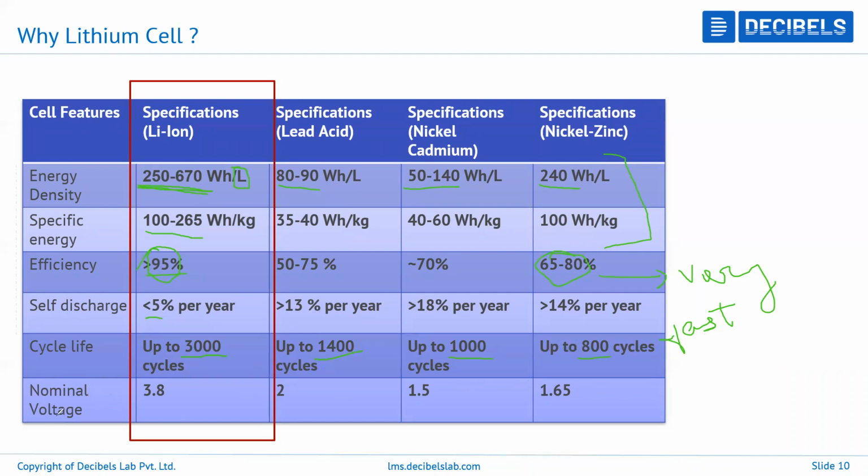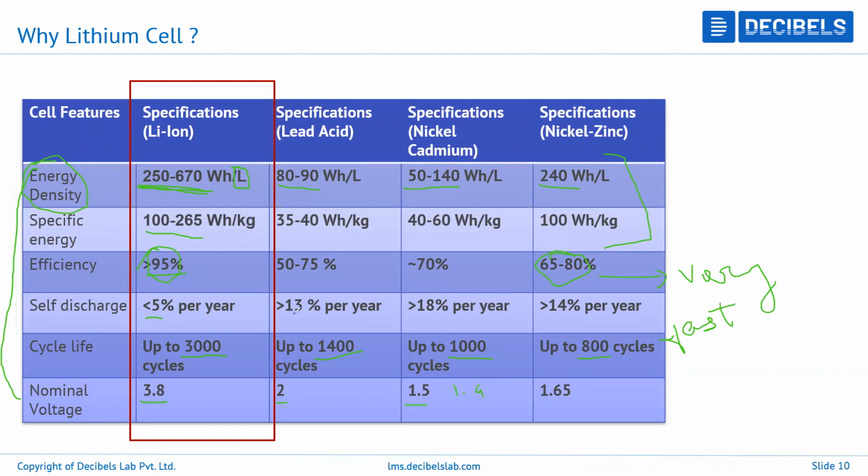And finally, coming to nominal voltage, this is actually a direct result of having a very high energy density. So the higher your energy density, the higher your nominal voltage. So you can see 3.8, depending upon what chemistry you're using in the lithium-ion cell. 3.8 is actually the highest that has ever been achieved from lithium-ion. And as I said, 2 for lead acid and 1.4 to 1.5 for nickel batteries.